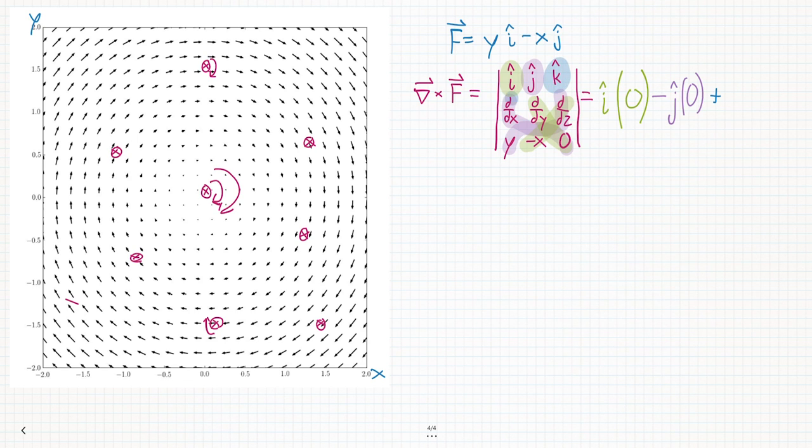Finally, we do k times this minus that, which is k times partial of minus x with respect to x, which is minus 1, minus the partial of y with respect to y, which is also 1. So we have k times negative 1 minus 1. That gives us the curl of this vector field f is minus 2 k hat. This is exactly what we expected. We expected the curl to be in the minus z direction into the page, and that's what we see when we actually did the math.